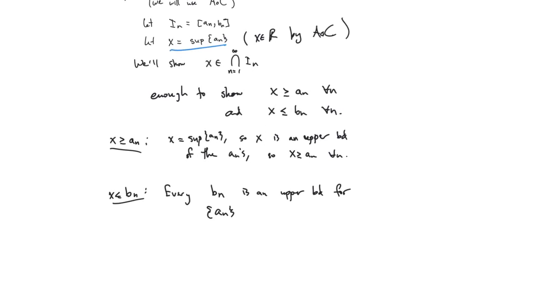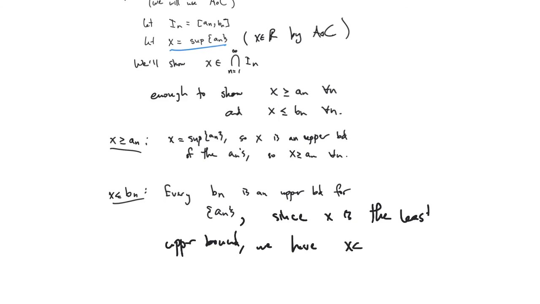Well, if x is the least of all the upper bounds, then it means that x must be less than all the b's, because all the b's are upper bounds, all right? So every bn is an upper bound for an, and since x is the least upper bound, then we have x less than or equal to all the bn's. All right?